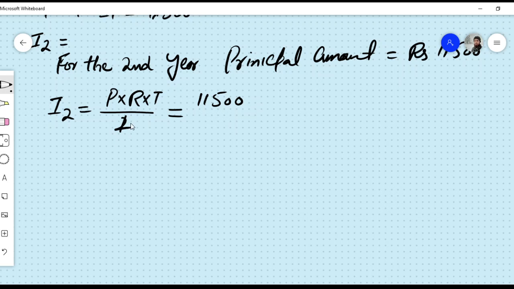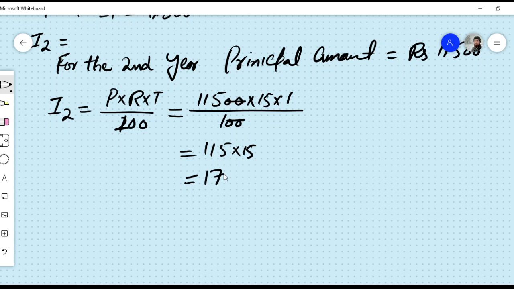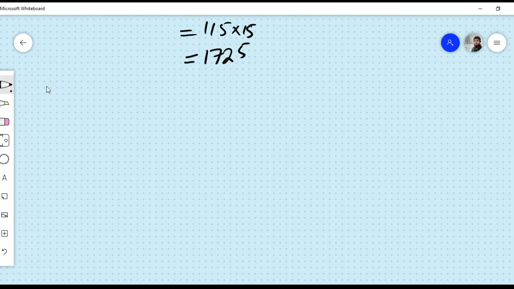Sorry, here it is 100 at a rate of 15 into 1 divided by 100. So this will come to, this will cancel, so it will be 115 into 15, which will be 1725.